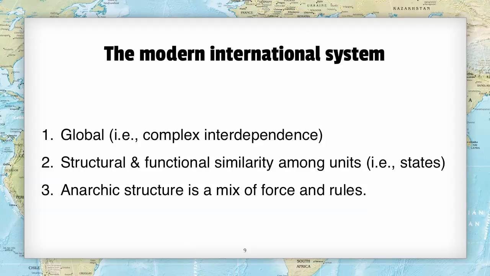And the third thing is that the current international system is defined by an anarchical structure, a mix of force and rules. Again, some systems have been more forceful than what we have today, and there have been systems in the past which have been more based on rules than what we have today. Although we're getting to a point where the rules are probably more advanced in certain regions than at any point in world history, we have anarchy, right? It's a global system dominated by states, and it's anarchical. Those are the three key things that define the modern state system.